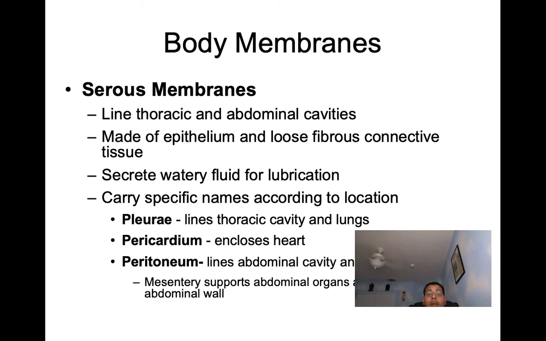First, we have what we call the pleura, and you can see the pleura is going to be found lining the thoracic cavity and the lungs. And then second, we have the pericardium, which encloses the heart. And then last, we have the peritoneum, which is going to be lining the abdominal cavity and covering its organs.